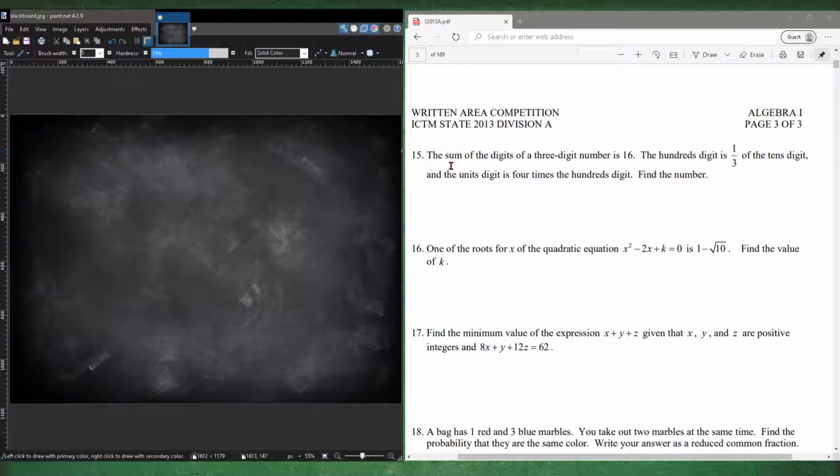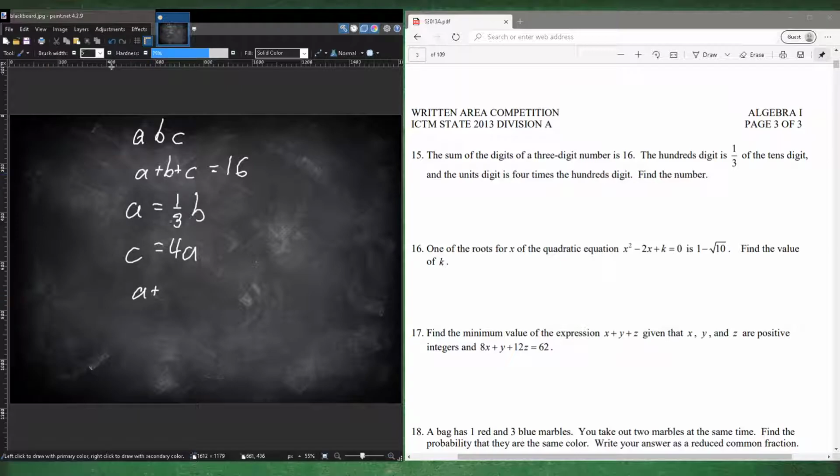Number 15. The sum of the digits of a three-digit number is 16. So let's say our number is ABC: hundreds place, tens place, ones place. And the sum of it, A plus B plus C, is equal to 16. The hundreds digit is 1/3 the tens, so A equals 1/3 B. And the units digit is 4 times the hundreds. So now let's put everything in terms of A.